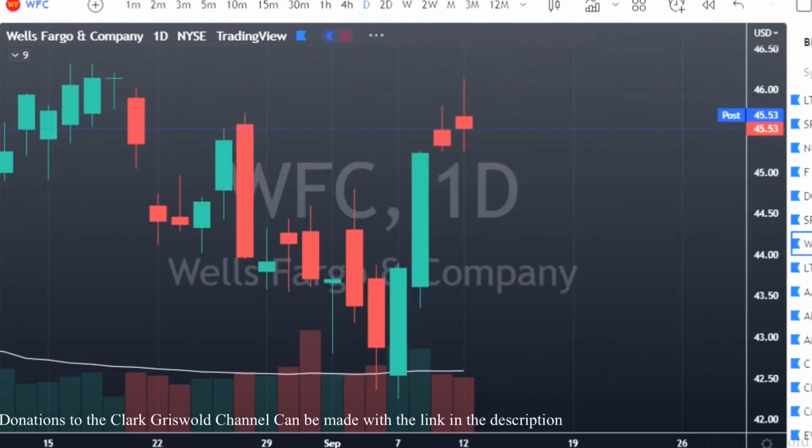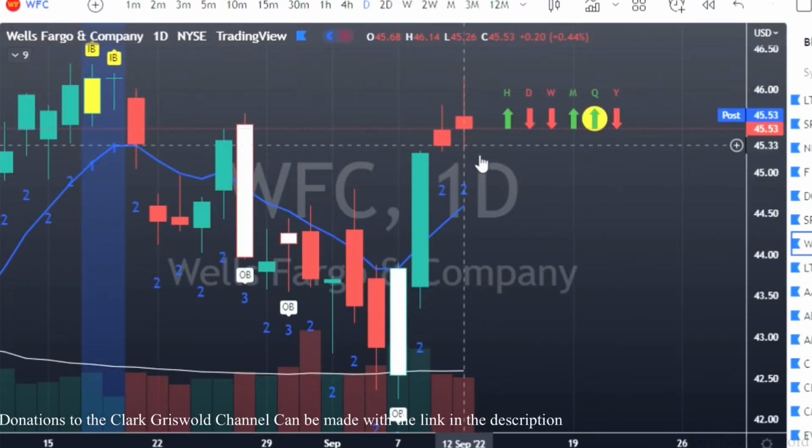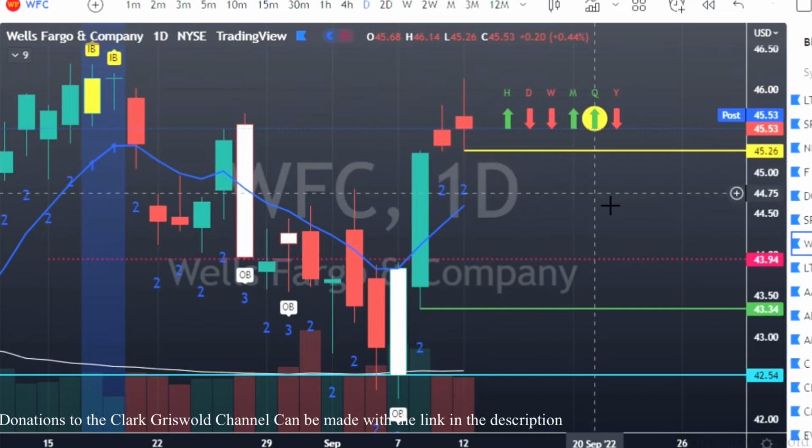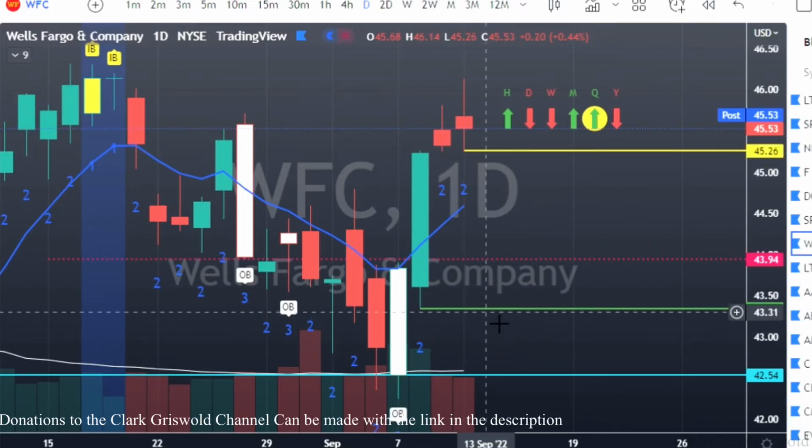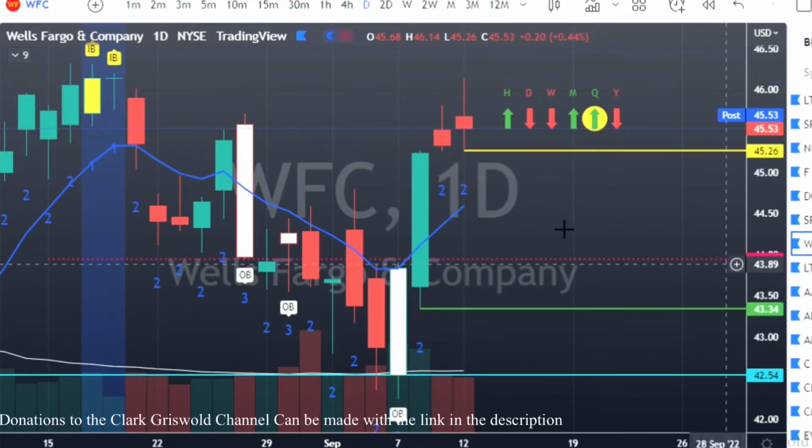WFC is Wells Fargo, 2 up, finish red. We'll look for puts at 45.26. First target is very minimal, not great magnitude, but that next one, that second target is really, really great. It's got good distance there at 43.34.